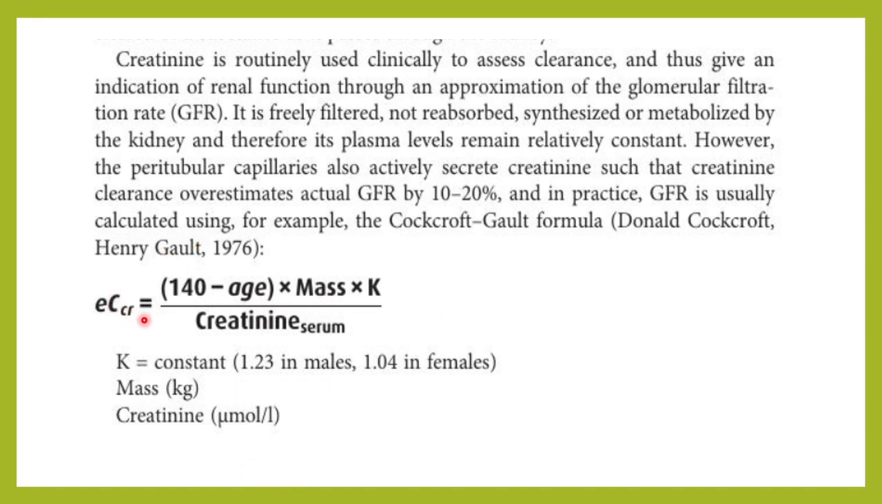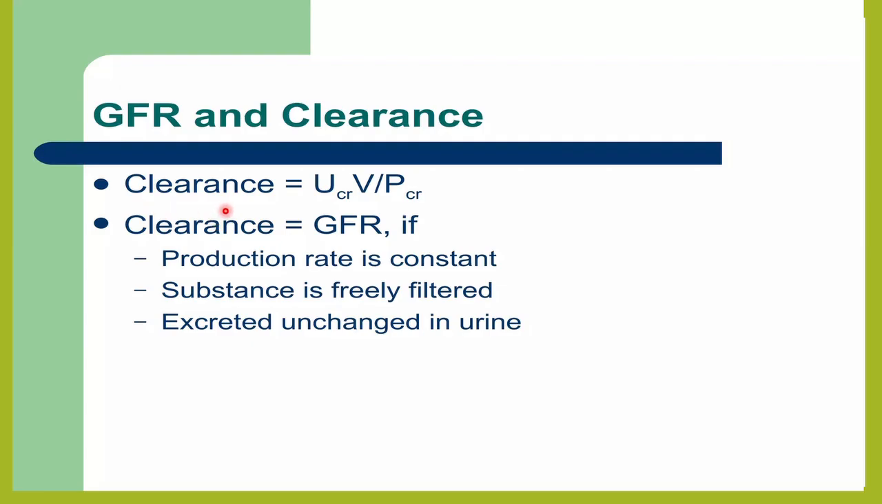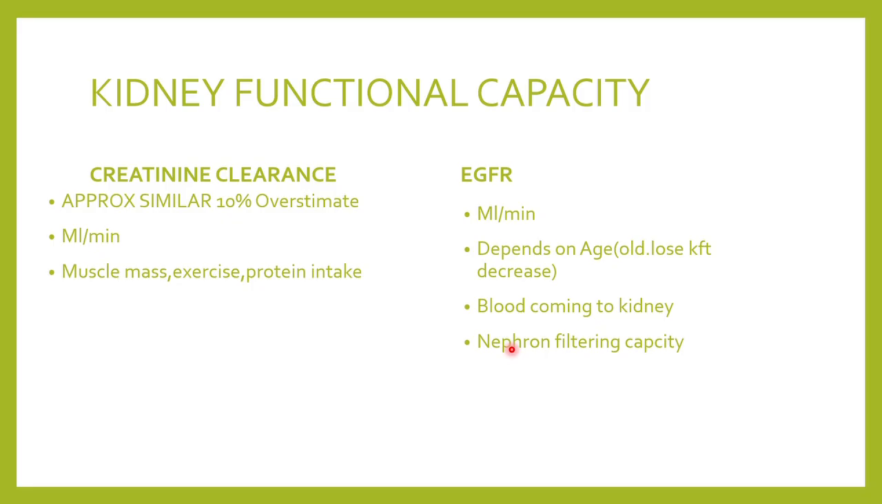Here you can see the creatinine clearance is equal to (140 minus age) into mass into K, divided by creatinine in the serum. So here this K is a constant, that is 1.23 in males and 1.04 in females. Mass is nothing but the weight in kg. Creatinine clearance is almost equal to GFR if and only if the production rate is constant, and the substance is freely filtered and excreted unchanged in the urine.